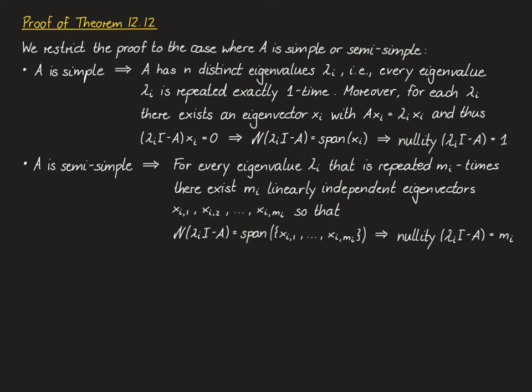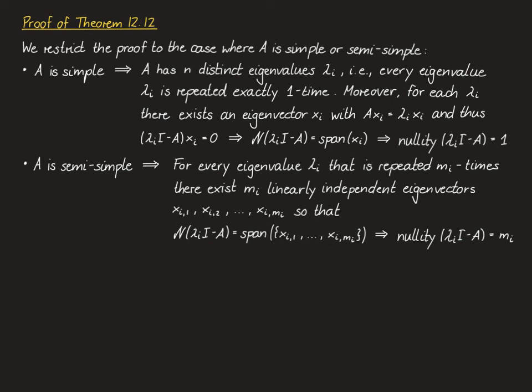And since xi is the only vector for which this is true, this implies that the null space of the matrix lambda i times identity minus A is equal to the span of xi, and hence the nullity of the matrix lambda i times identity minus A is equal to 1. In the other case, where A is semi-simple, the eigenvalues lambda i can be repeated more than one time. In fact, they can be repeated m_i times, but there must exist m_i linearly independent eigenvectors in this case, which we call xi1 through xi-m_i, so that the null space of lambda i times identity minus A is given by the span of these eigenvectors, and hence the nullity of the matrix lambda i I minus A is equal to m_i.